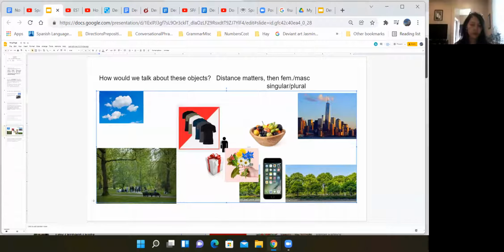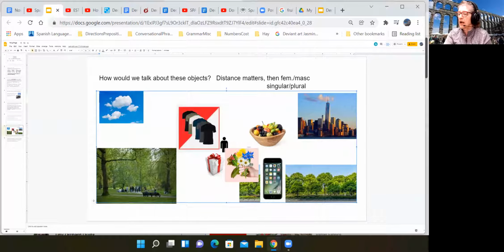El hombre. Tenemos un hombre en el centro de la foto. Hay un hombre en el centro de la foto. Okay. And this is kind of relative. If we are talking about un regalo, a gift, and this guy's talking about this gift, ¿cómo se dice this gift?